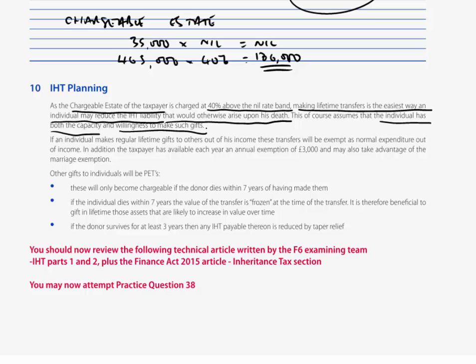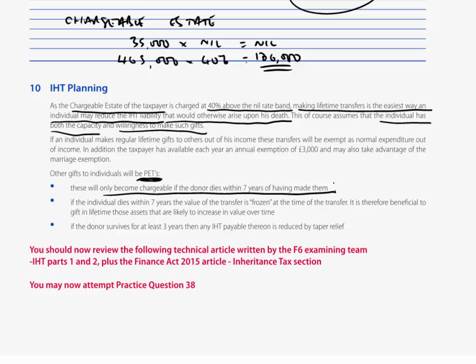But again, think about the benefits of making these gifts to individuals. Gifts to individuals, that are normally PETs, we know, would only become chargeable if the donor dies within 7 years of having made them. So here is your basic, main, simple method of planning to avoid IHT. If we are able to give away in lifetime, we hope we live for 7 years, and then when you die, that transfer will entirely avoid any IHT liability. What was potentially exempt when made will have become exempt after 7 years have elapsed.